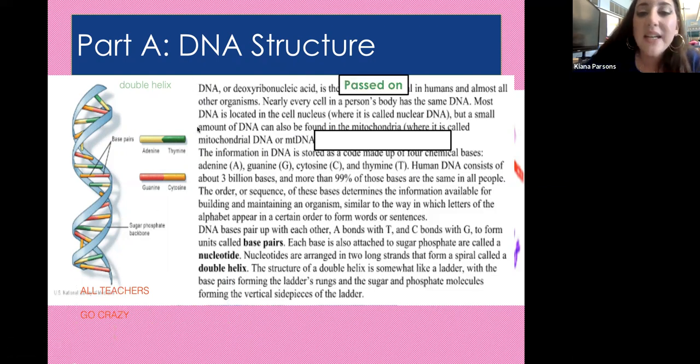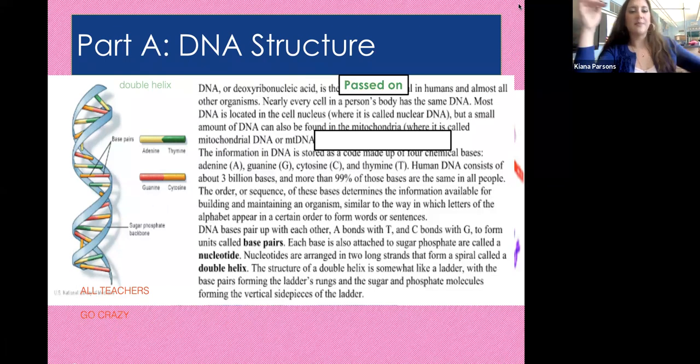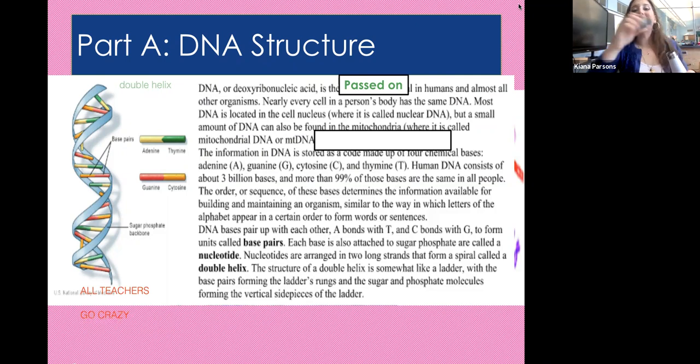So DNA, or deoxyribonucleic acid, is the hereditary material, and hereditary, remember, just means passed on, in humans and almost all other organisms, including plants. Nearly every cell in a person's body has the same DNA. Most DNA is located in the cell nucleus, where it is called the nuclear DNA. But a small amount of DNA can be found in the mitochondria, where it is called mitochondrial DNA, or mtDNA, which is inherited from the mother.